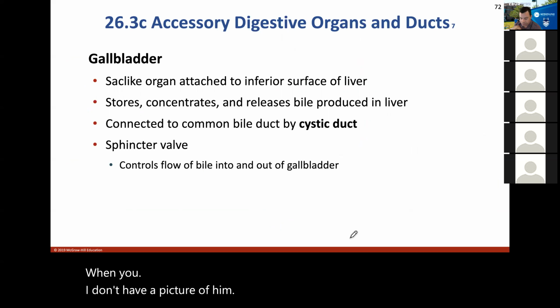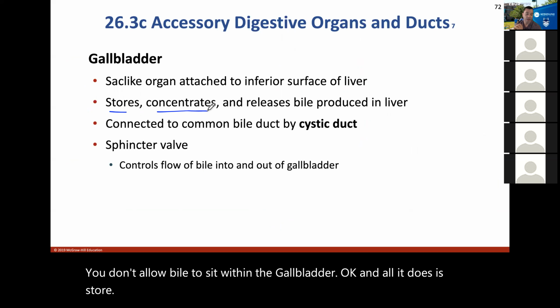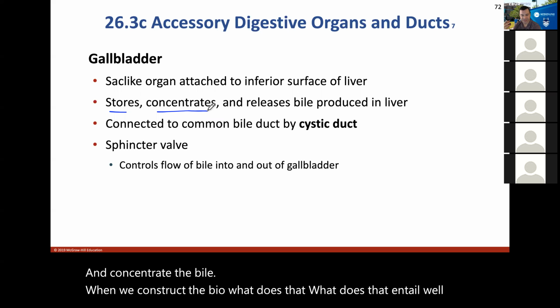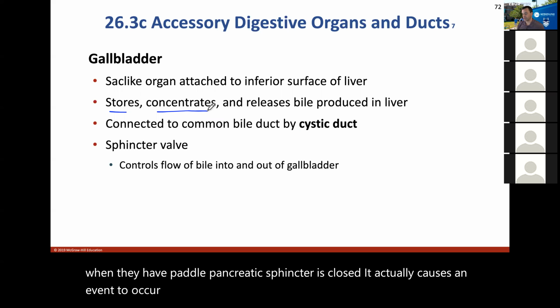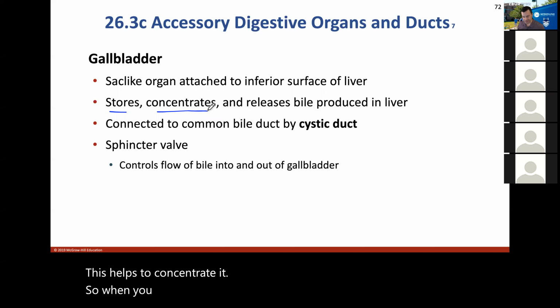When you eat a lot more fat in your diet, you don't allow bile to sit within the gallbladder. All the gallbladder does is store and concentrate the bile. What does concentrating the bile entail? Well, when that hepatopancreatic sphincter is closed, it causes an event to occur within the gallbladder where we pull out water. This helps to concentrate it. So when you do consume fats, you only have to secrete a little bit.